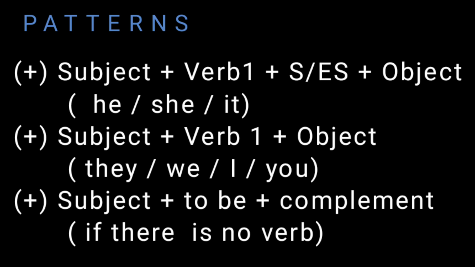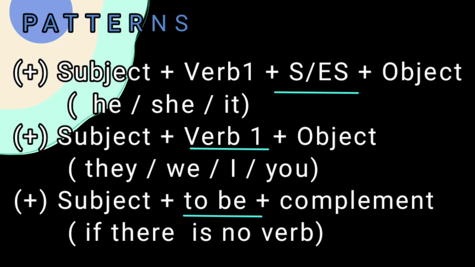And now let's talk about the patterns. The patterns for affirmative sentences are: number one, subject plus verb 1 plus s or es plus object. The subject can be he, she, or it. And then if the subject is they, we, I, or you, the pattern is subject plus verb 1 or the base verb plus object. It's very easy. Just translate it into English. And then the third one is subject plus to be plus complement if there is no verb in the sentence.